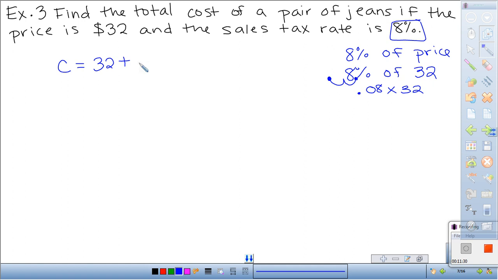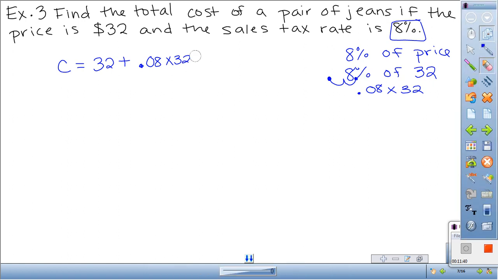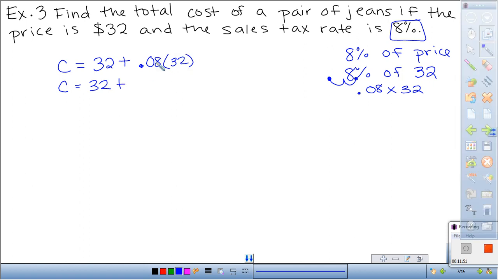So it's going to be $32 plus 8% times 32. Or we can leave out this times sign, and we can put our times 32 using parentheses. That looks good. And now we'll just solve. So C equals 32 plus, put this in your calculator, 0.08 times 32 gives you $2.56. And finally we add: C equals 32 plus 2.56, $34.56. And that's our total cost.